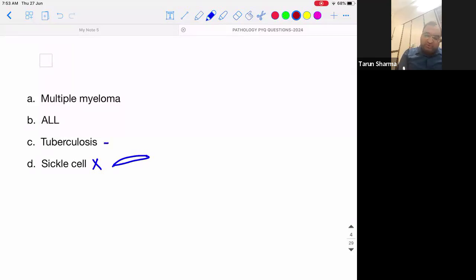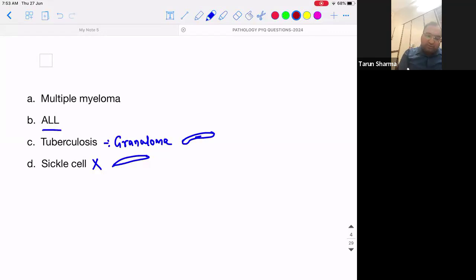Tuberculosis, you are going to see the granuloma. In tuberculosis, they will always give you the picture of the granuloma. So this is not the granuloma. In the granuloma, what kind of cells are you going to see? We are going to see slipper-shaped cells like this, a collection of slipper-shaped cells. That is not the condition here. So tuberculosis is again ruled out.